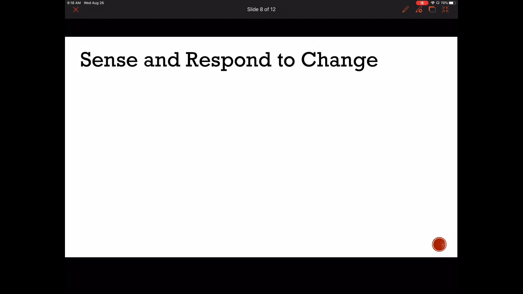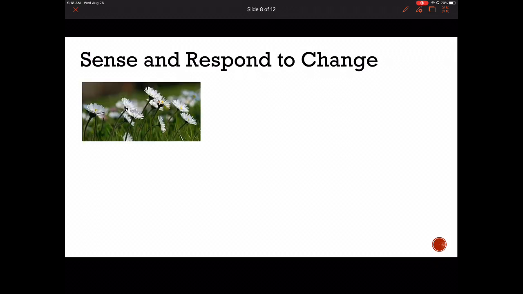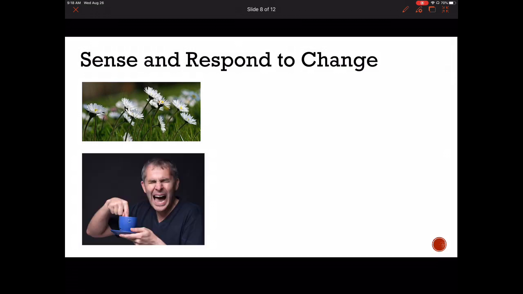All right, our next slide says sense and respond to change. All organisms do this. They respond to their environment, they adapt to their environment. We have these flowers here, for example. You can see how these flowers are leaning, and maybe you'll notice how plants may lean towards the sun. They are responding to their environment. They are knowing where their food comes from and wanting to get closer to it or lean towards it to help them make as much food as possible.